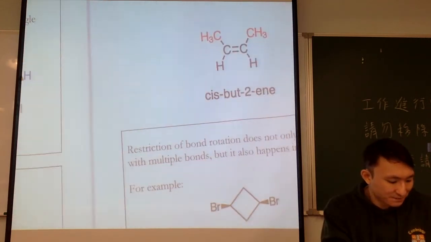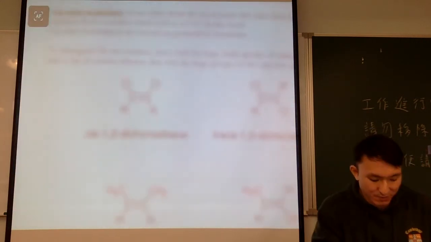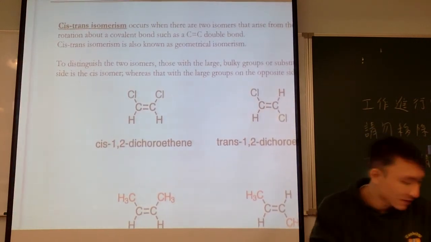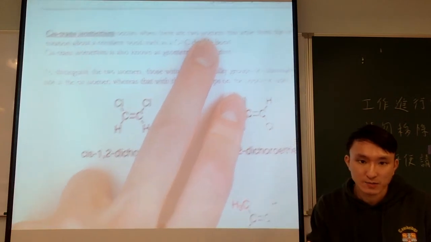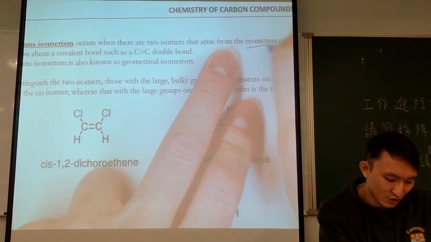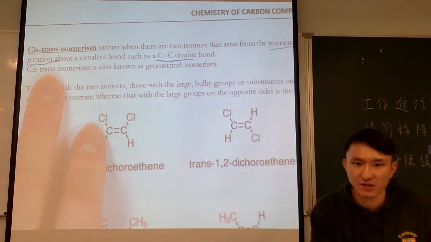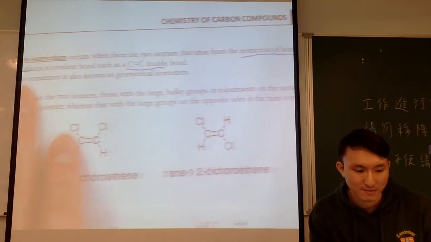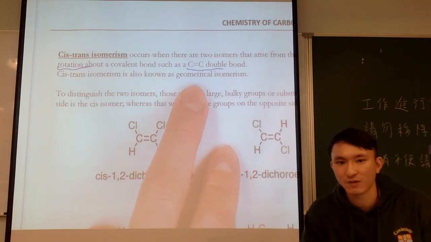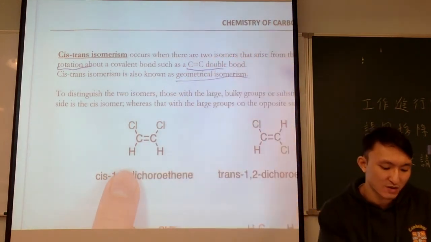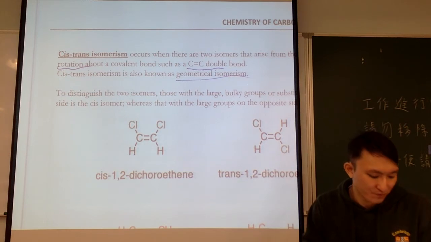Now, this is what we call cis-trans isomerism. So pay attention to the terms. Cis-trans isomerism occurs when there are two isomers that arise from the restriction of bond rotation, and that has to do with the C=C double bond or something similar. Cis-trans isomerism is an old term. If you look at old textbooks or old syllabi, we call it geometrical isomerism, because geometrical has to do with the location, pointing up, pointing down.